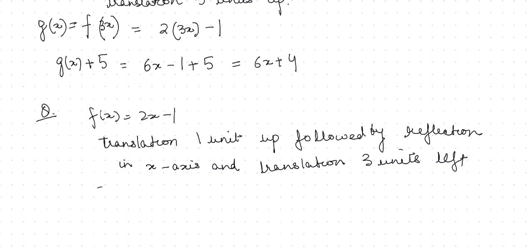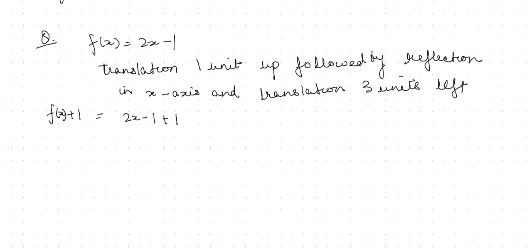So 1 unit up means it will be f of x plus 1. So minus 1 plus 1, it will become 2x. Followed by reflection in the x-axis. So this was your g of x, suppose. This is 2x, and reflection in the x-axis means minus g of x. So minus 2x. The whole function is multiplied by negative.